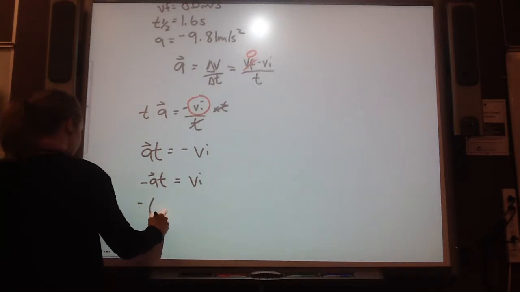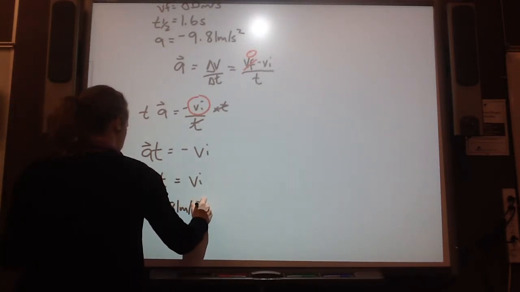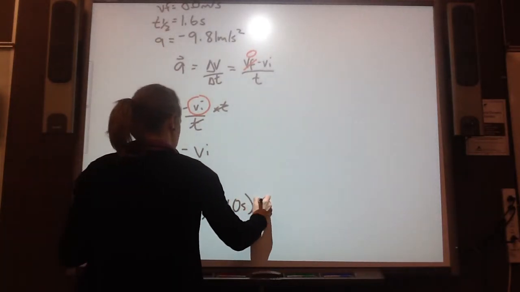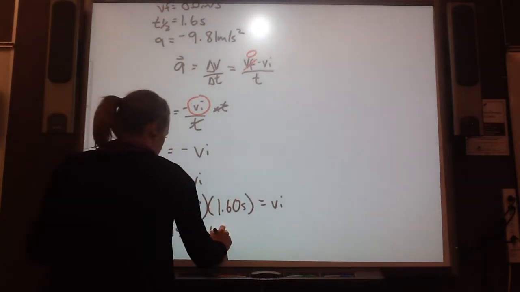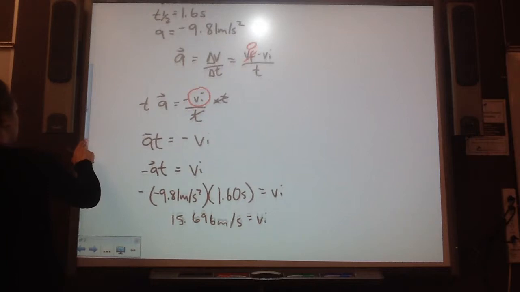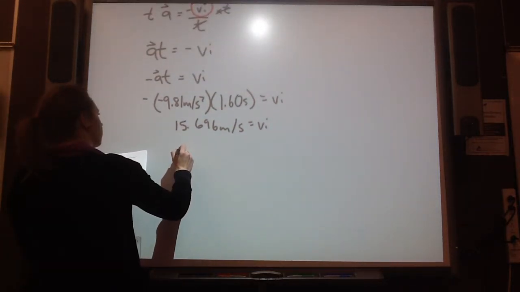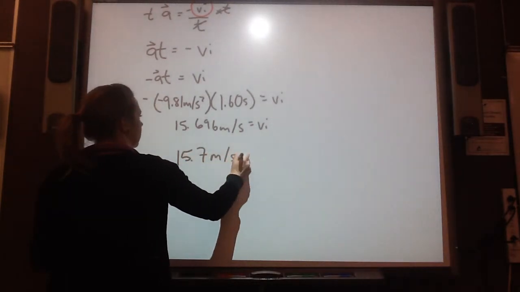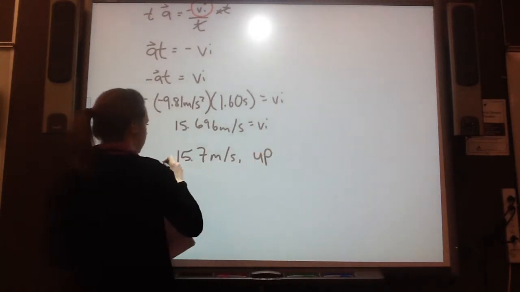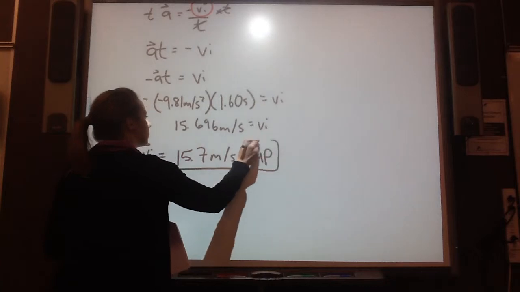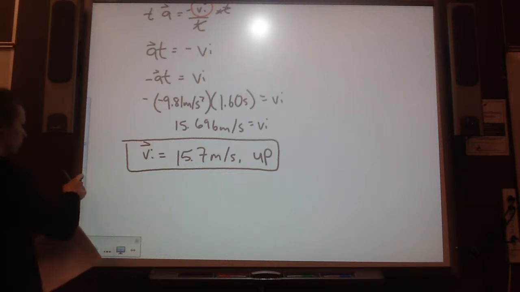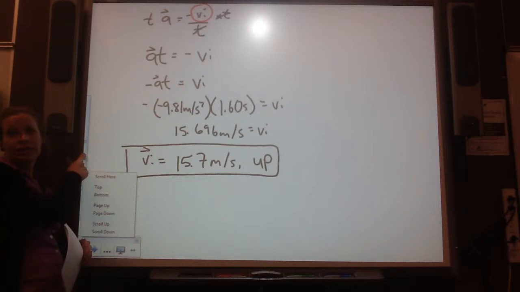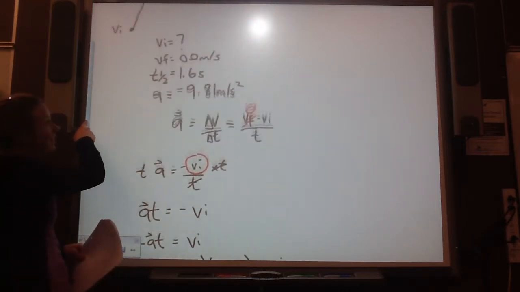Okay, so now we plug it in. The negative of negative 9.81 meters per second squared multiplied by 1.60 seconds is equal to VI. So 15.696 meters per second is equal to VI. Again, I'm going to put this into sig digs: 15.7 meters per second. And since this is a vector, as we already discussed, I'm going to label it as up. Everybody good? Okay, you want to see the other way? I know you do. It's very exciting.